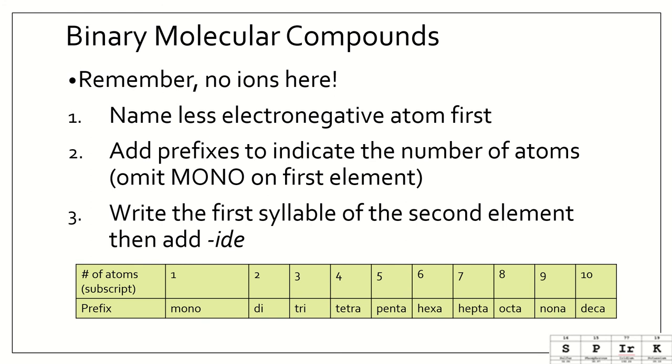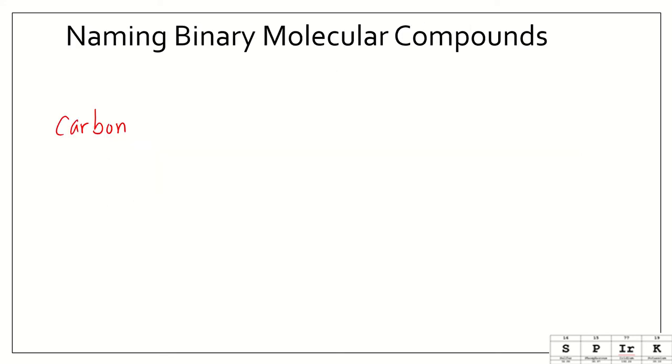So we have 1 is mono, 2 is di, 3 is tri, 4 is tetra, 5 penta, 6 hexa, 7 hepta, 8 octa, 9 nona, and 10 deca. And most of these should be familiar from geometry. Really, the only one that's different is instead of 4 being quad, it is tetra.